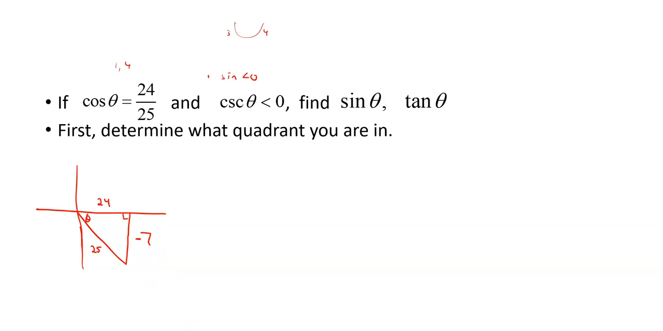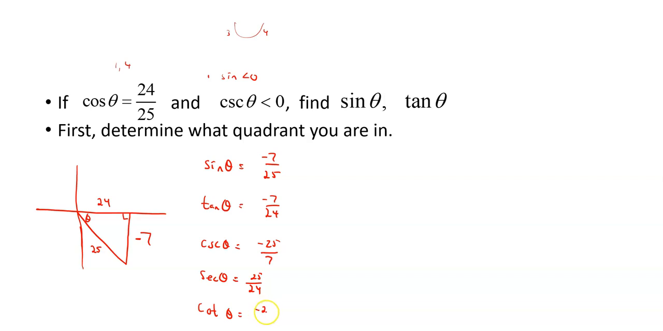And so when I go to find my ratios, anytime I need an opposite, the opposite is going to be negative. So the sine of theta, opposite over hypotenuse, is negative 7 over 25. Cosine of theta was given to me. Tan of theta, opposite over adjacent, is negative 7 over 24. And then flip the other ones. So the cosecant of theta is the reciprocal of sine. The secant of theta is the reciprocal of cosine. And the cotan of theta is the reciprocal of tan.